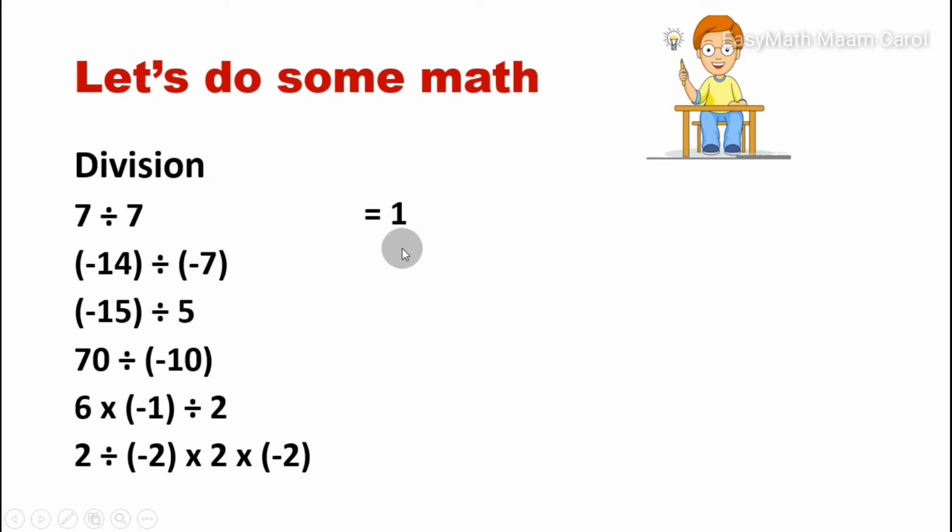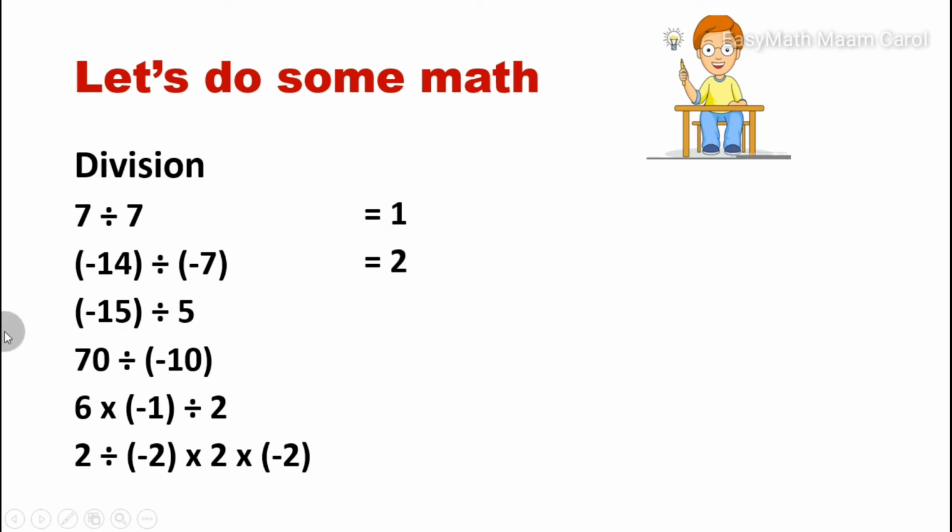Okay, that's simple enough. Now here, 14 divided by 7, we know for a fact that 14 divided by 7 is 2. That is exact. Then our negatives are two, and it cancels out.